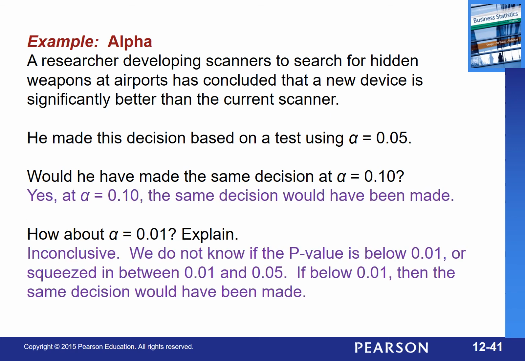So yes, at 10% he would have, because if you're going to make that decision at the 5% level, you're saying, oh, it is better.